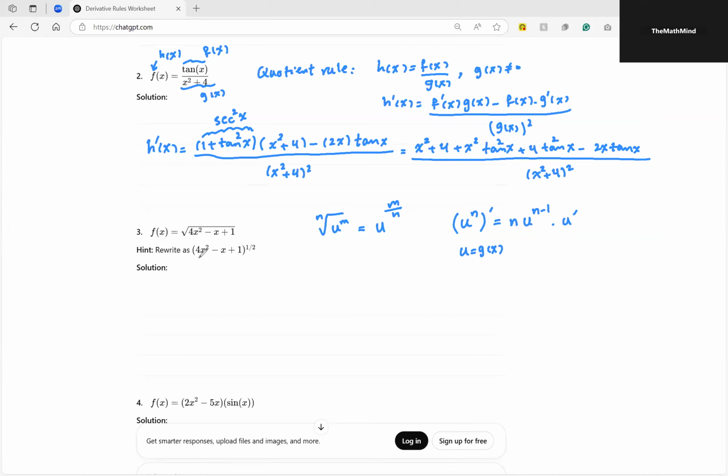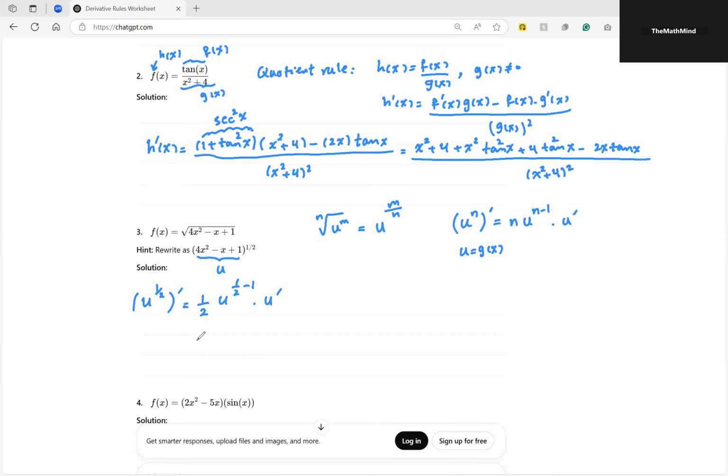In our example, what you see in the bracket is u. So here we have u to the power 1 over 2. So what is the derivative of this function? It's going to be 1 over 2 u to the power 1 over 2 minus 1 and multiplies by u prime.